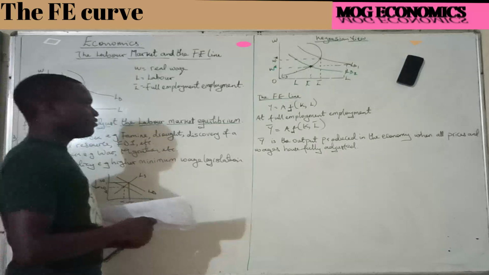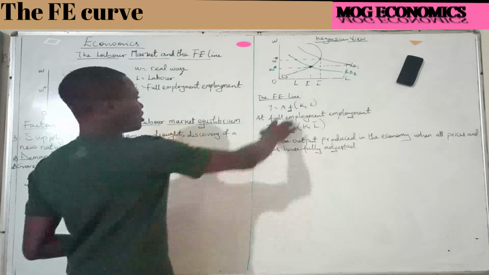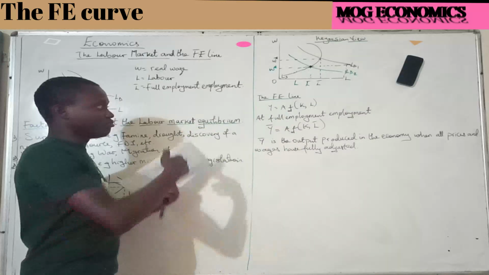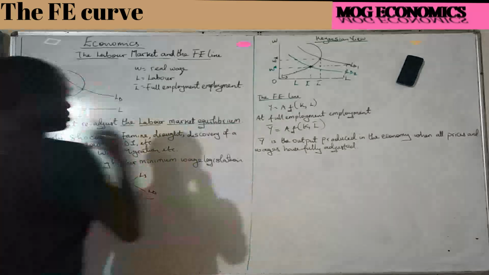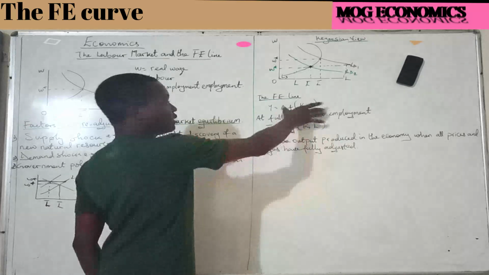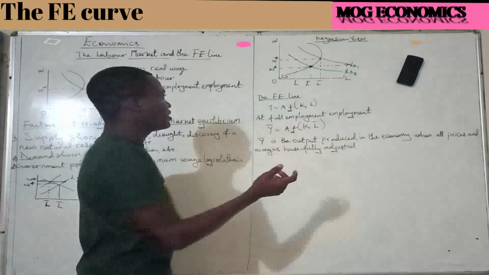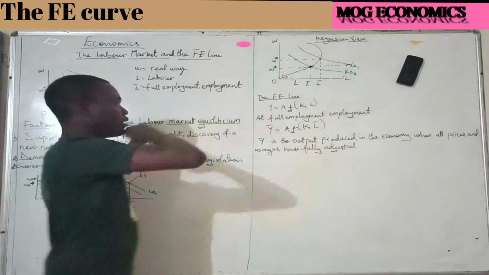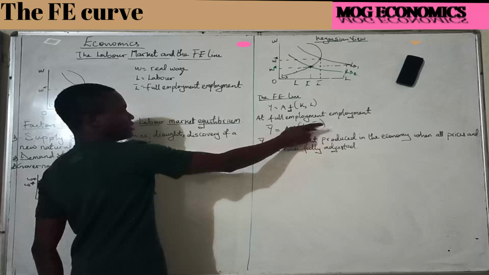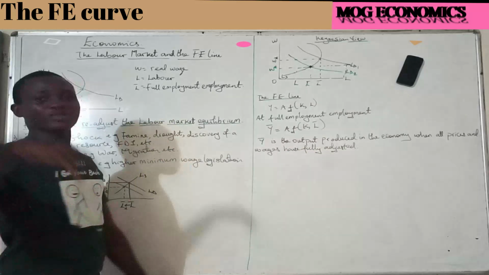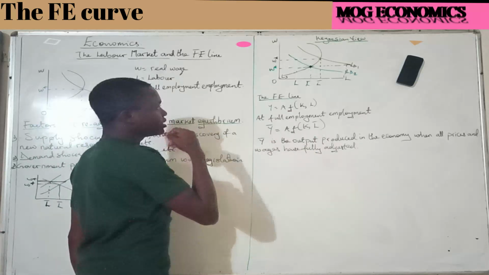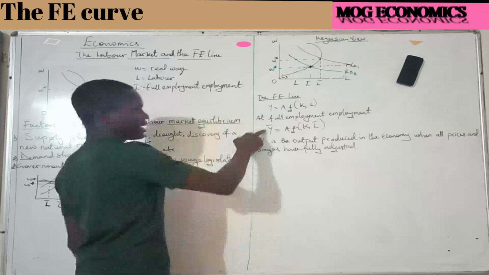For us to be able to derive the FE, this is the full employment line, recall the national output function. National output is a function of productivity, capital, and labor. At full employment, that means the labor market is clearing. So we are not just going to have L here, we are going to have L bar, which tells us that the labor market is at full employment. The output that is being produced when the labor market is at full employment, other things being equal, is called the full employment output. That is what is here.